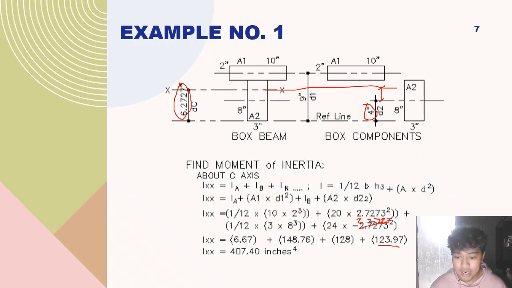So yeah, then again, we just compute all of this and we get the moment of inertia equal to 407.4 inches to the power of 4. So that is your moment of inertia for this shape, about the centroid of that shape.